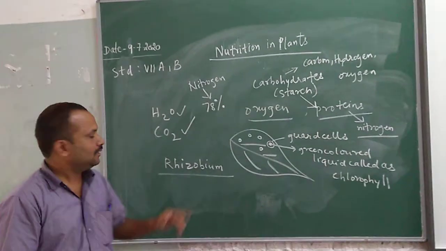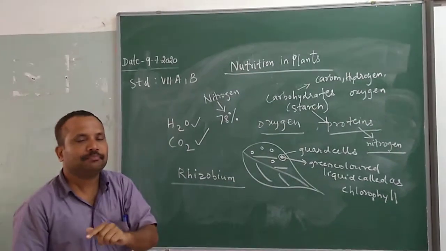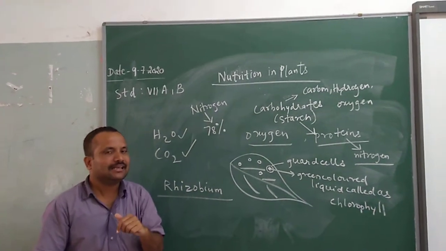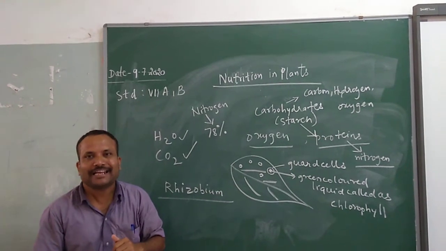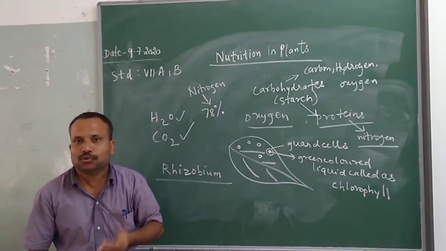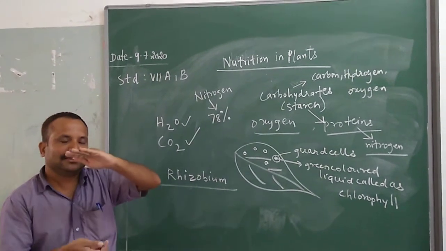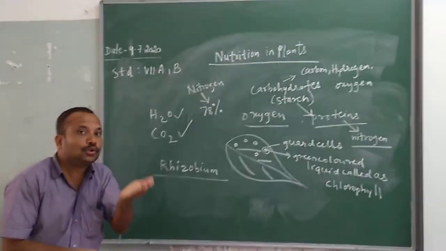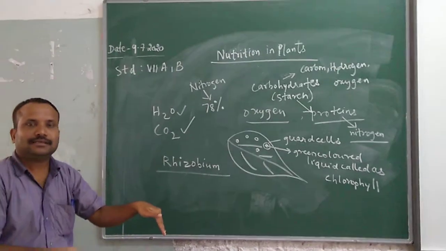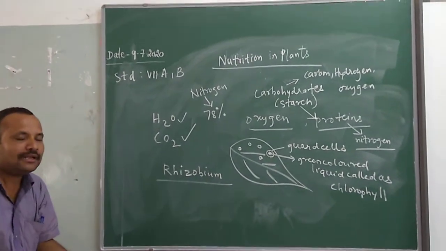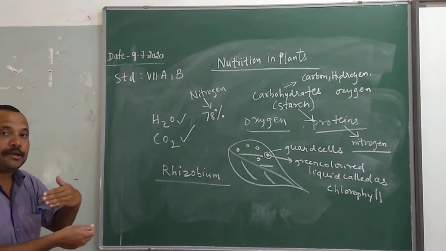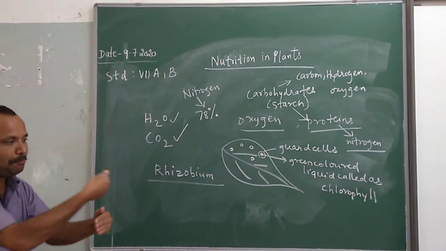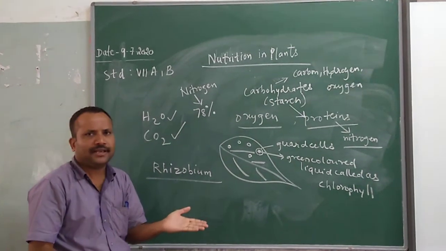Children, what I wanted to tell you is that rhizobium is a kind of microorganism present in the soil which can absorb the atmospheric nitrogen and convert it into a usable nitrogen form, so that the nitrogen mixes in whatever water is present in the soil and is easily absorbed by the roots of the plants, so that the plants can grow very well.